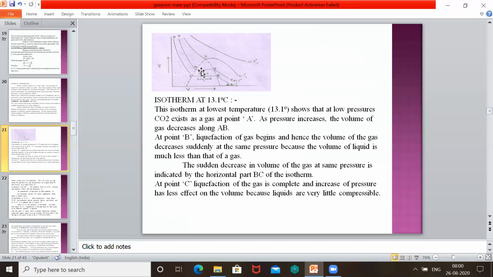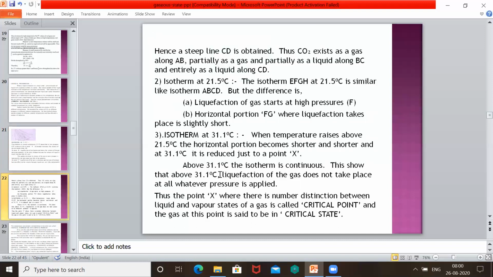Here it is along the line. Here it is at a point. And no gas can be liquefied above this temperature. So what we conclude is that above 31.5, the isotherm is continuous. This shows that above 31.1, liquefaction of gas does not take place, whatever pressure may be.